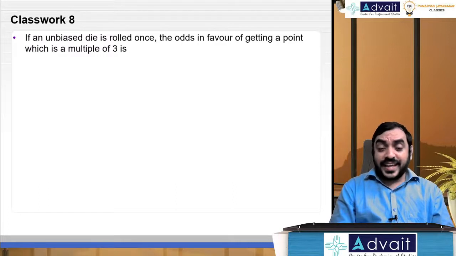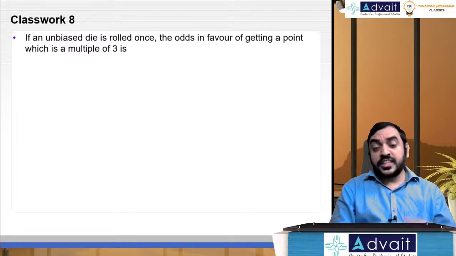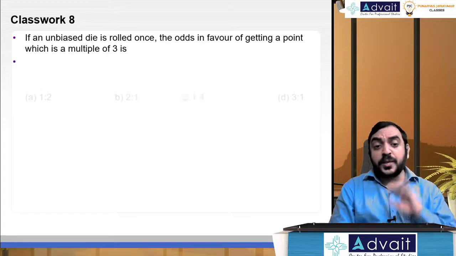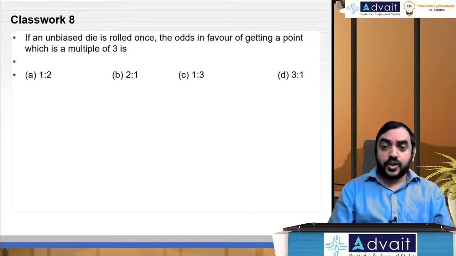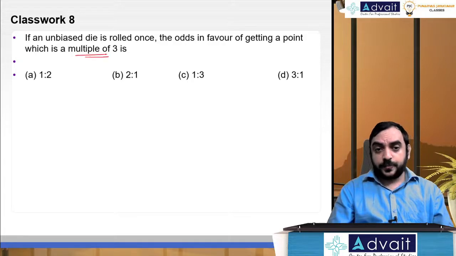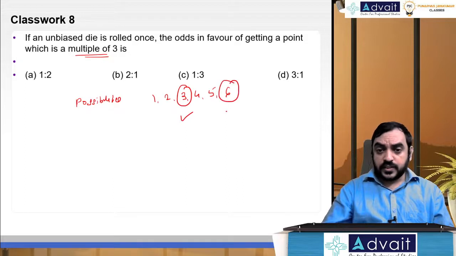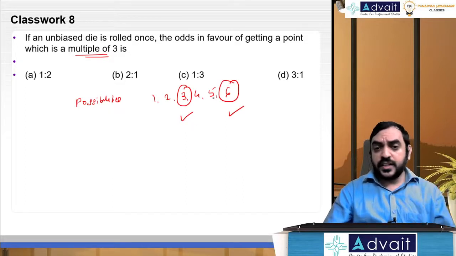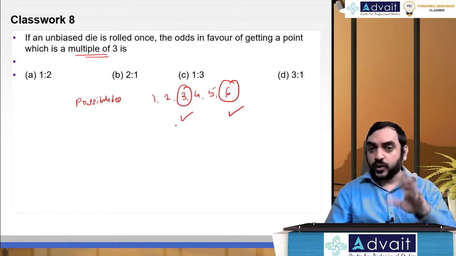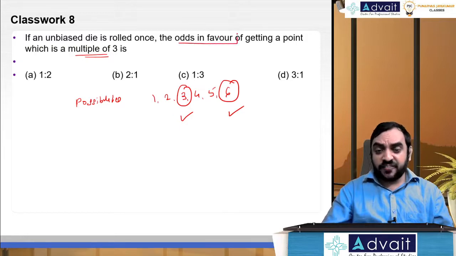If an unbiased dice is rolled once, odds in favor of getting a point which is a multiple of 3 is? Okay. We want multiple of 3. So when you roll a die, what are the possibilities? You have 1, 2, 3, 4, 5, 6. And which are multiple of 3? 3 is a multiple of 3. 6 is a multiple of 3. So the number of events in favor is 2. Number of events against is 4 remaining. And they want odds in favor.